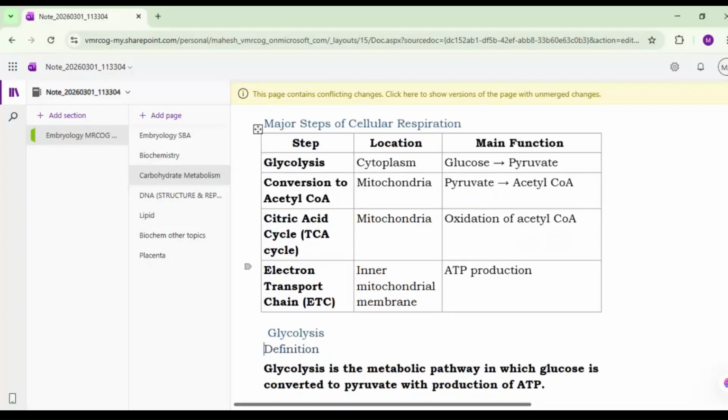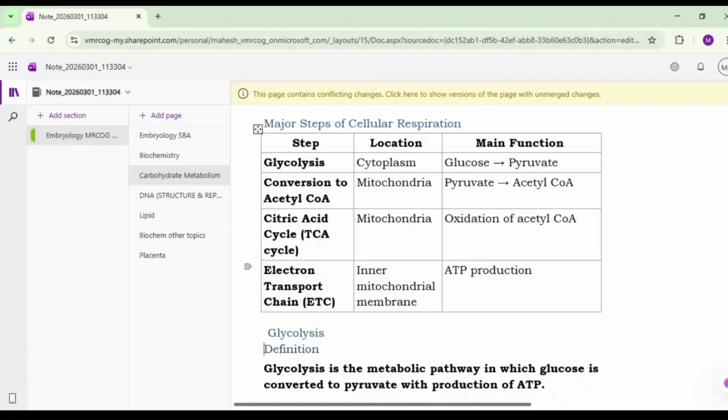Okay. So what are the major steps of cellular respiration? First is glycolysis. What is the location? It happens in the cytoplasm. This is an SBA point. They will always ask you the location of the various processes which are happening. Glycolysis happens in the cytoplasm and the glucose will be converted into pyruvate. Glucose is a 6-carbon compound. Pyruvate is a 3-carbon compound. So from one glucose, you get 2 pyruvate.